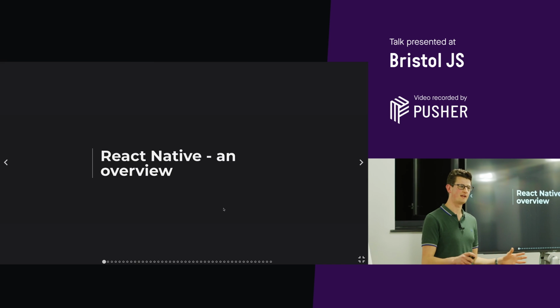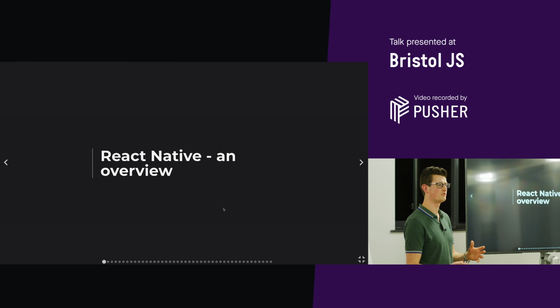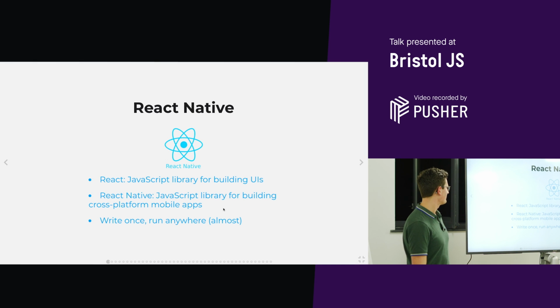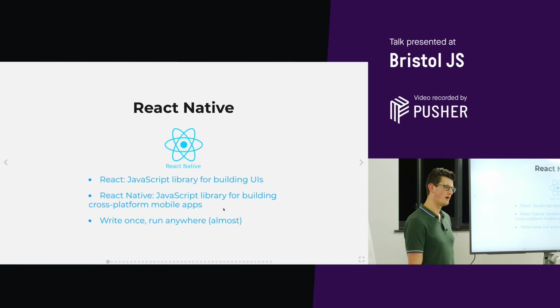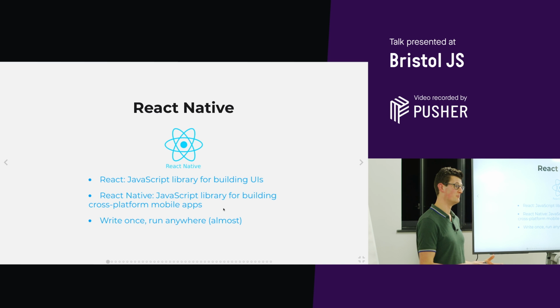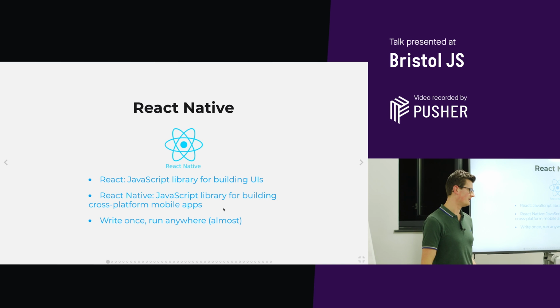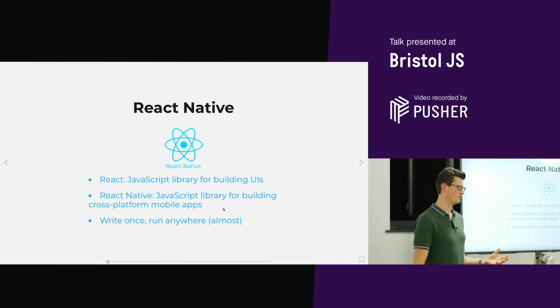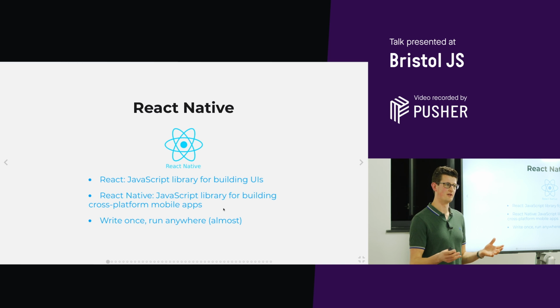So a quick overview of React Native for those of you that are maybe not as familiar with it. React is a JavaScript library for building UIs, very famous, promoted by Facebook, who created it. And React Native is also a JavaScript library, but for building cross-platform mobile applications. The idea behind React Native is that you write one React Native and JavaScript application in one place, and it can be used across multiple platforms, whether that's iOS, Android, or even an Amazon platform, for example. It's meant to be platform independent.